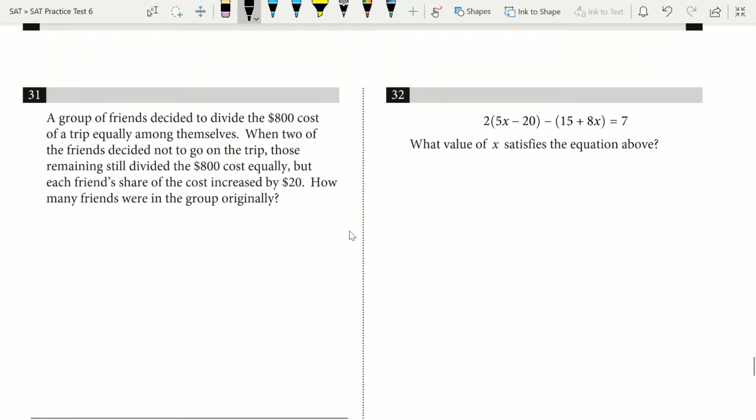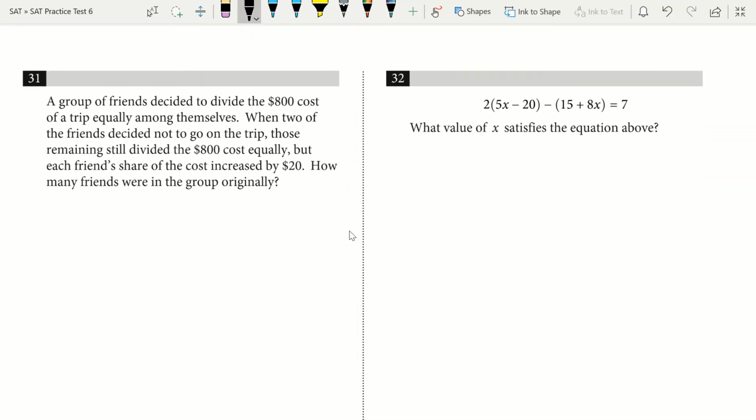I look at question 31. A group of friends decided to divide the $800 cost of a trip equally among themselves. When two of those friends decided not to go on the trip, those remaining still divided the $800 cost equally, but each friend's share of the cost increased by $20. How many friends were in the group originally? Okay, the number in the group originally, I'm going to represent as N. So 800 over N is how much they had to pay before the friends decided to drop out.